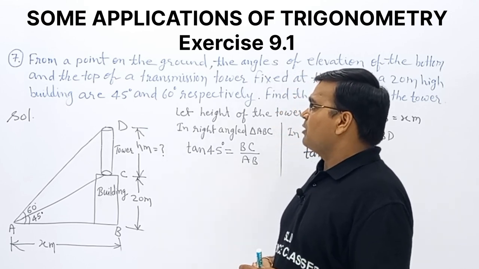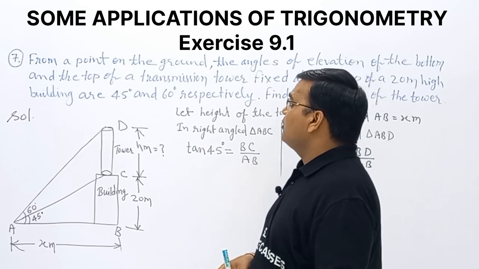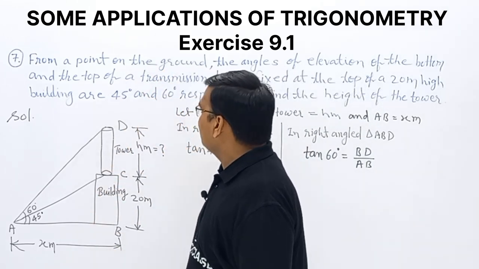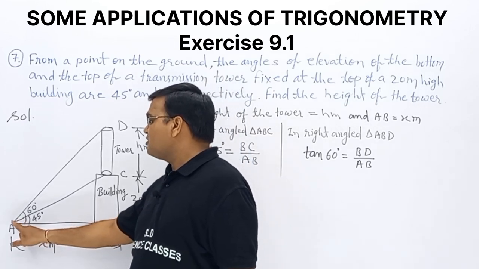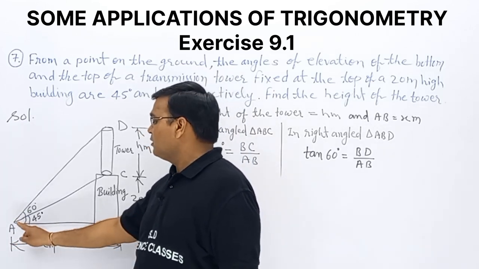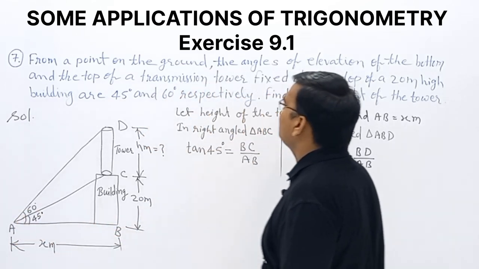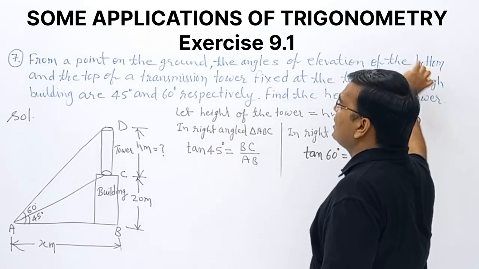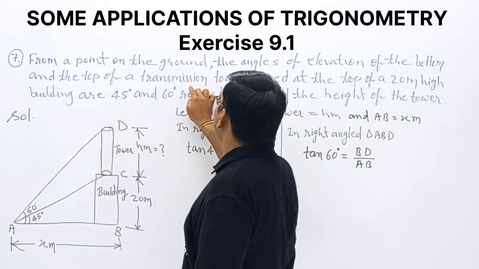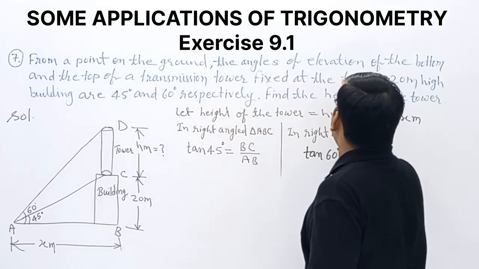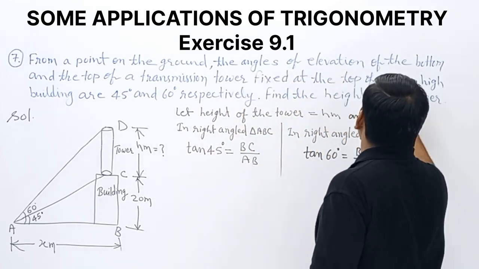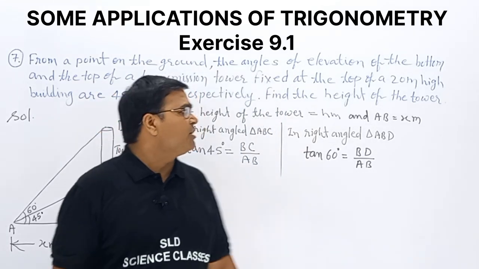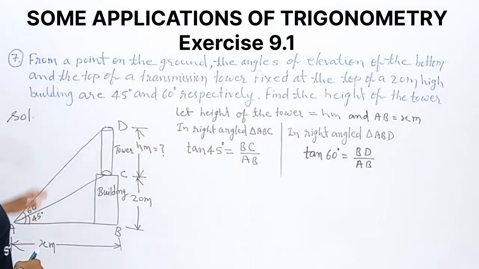So what about the question? The question is: from a point on the ground, the angles of elevation of the bottom and the top of a transmission tower fixed at the top of a 20-meter high building. We have one point on the ground.